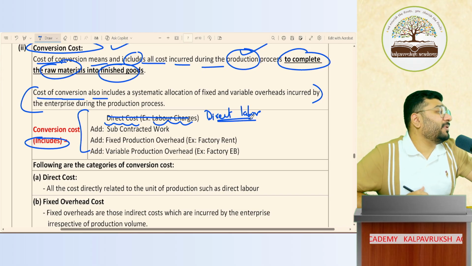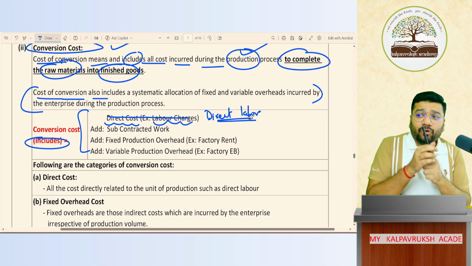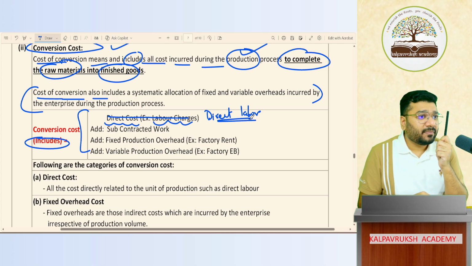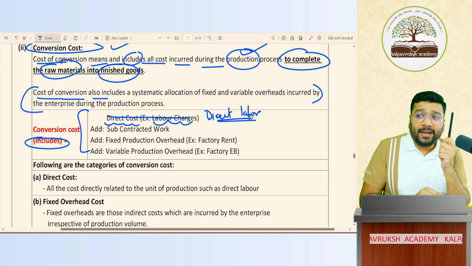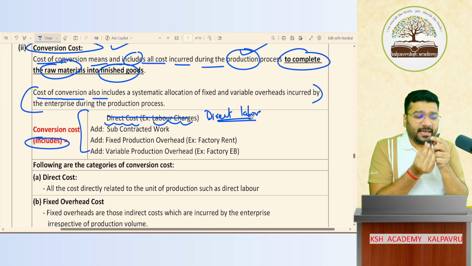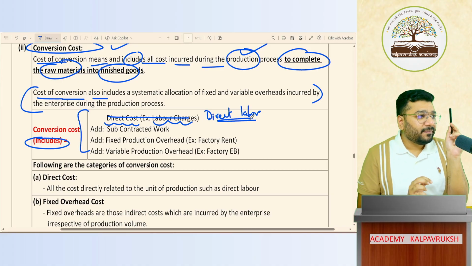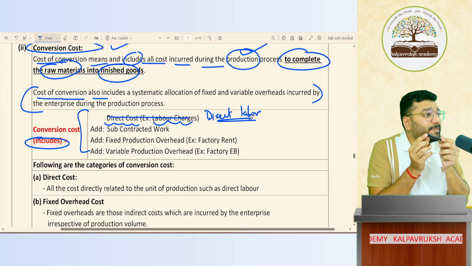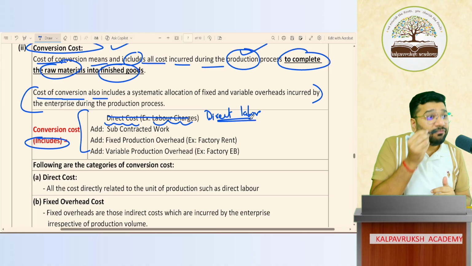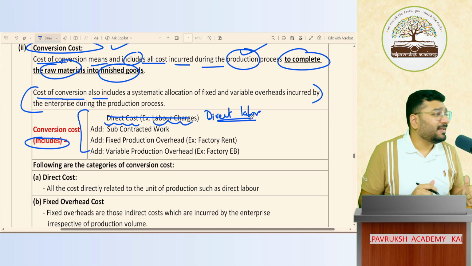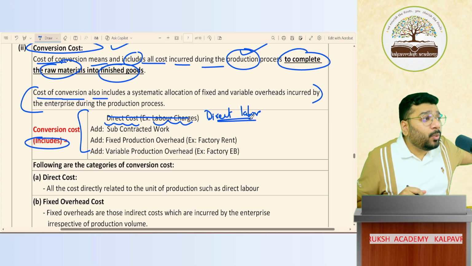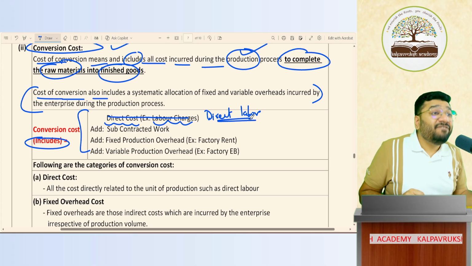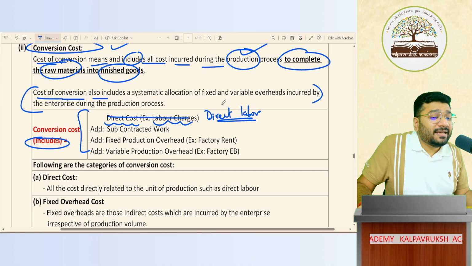What is the meaning of direct labor? I'm in the business of manufacturing this pen. To manufacture this pen, what do I need? Plastic body should be there, the nib will be there. I have bought all these, they are separate. To make this pen, what am I supposed to do? I have to do manufacturing. Who will do manufacturing? Labor will do, workers will do. Do I have to pay workers or not? Yes, wages have to be paid. That wages is called direct labor.